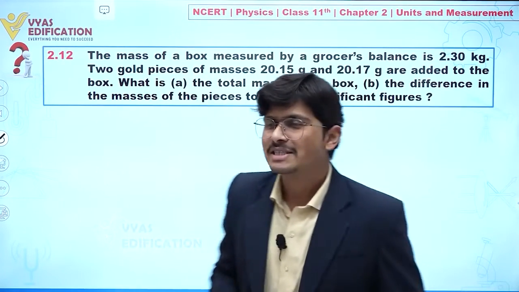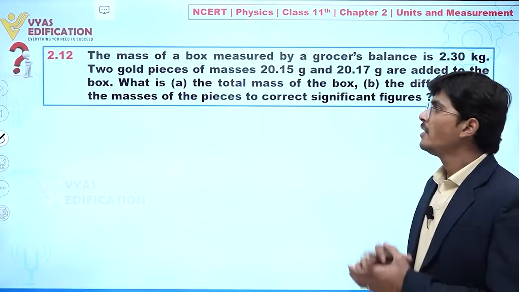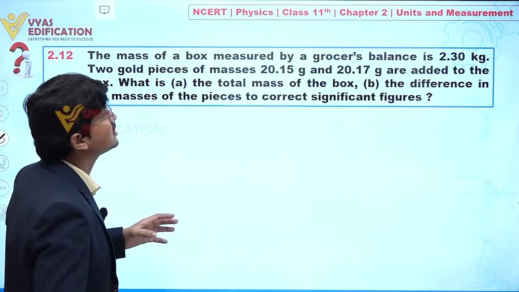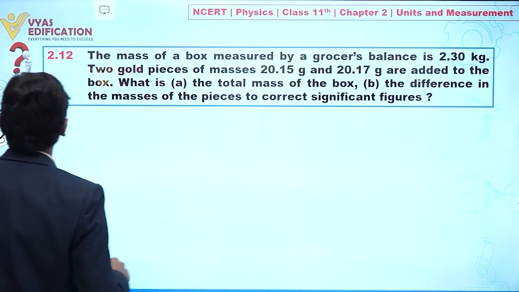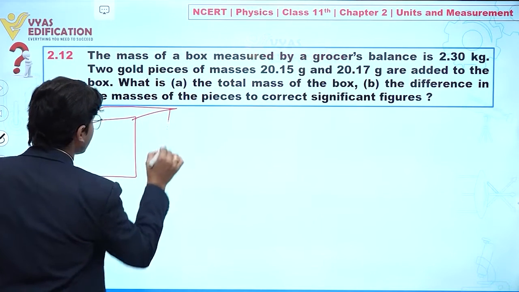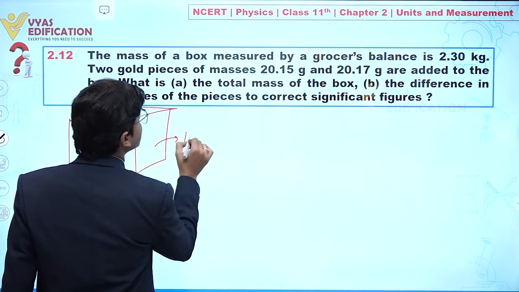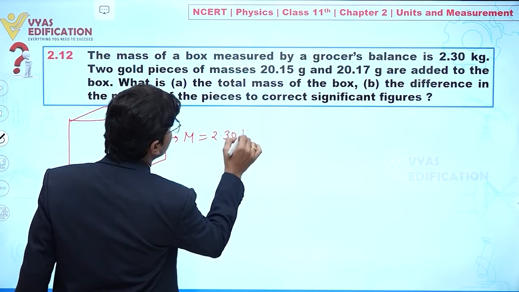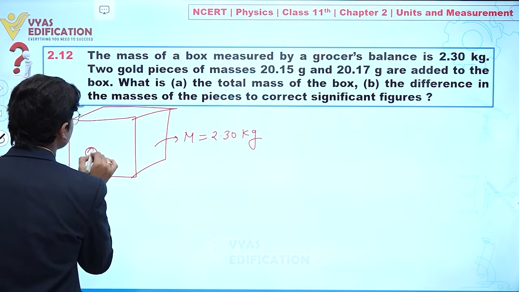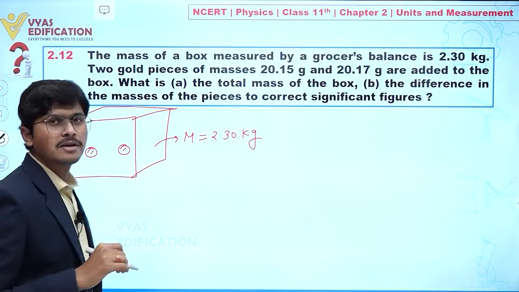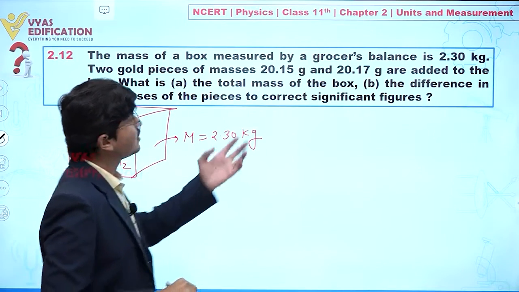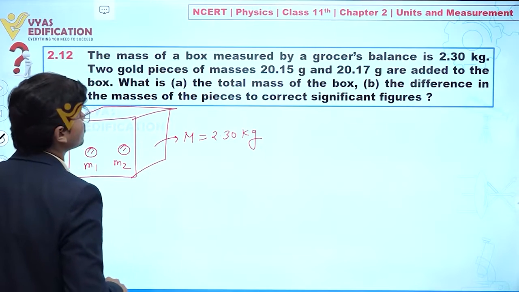Now students, we are going to discuss question number 2.12. In this question it is given that the mass of a box measured by a grocer's balance is 2.30 kilogram. Let's suppose this is the box, and the mass of this total box is given to you as 2.30 kilogram. Again here it is given 2 gold pieces of masses. Let's suppose this is piece number 1, this is piece number 2. The 2 masses are M1 and M2, and definitely values are given to you. Now we have to find the total mass of the box.